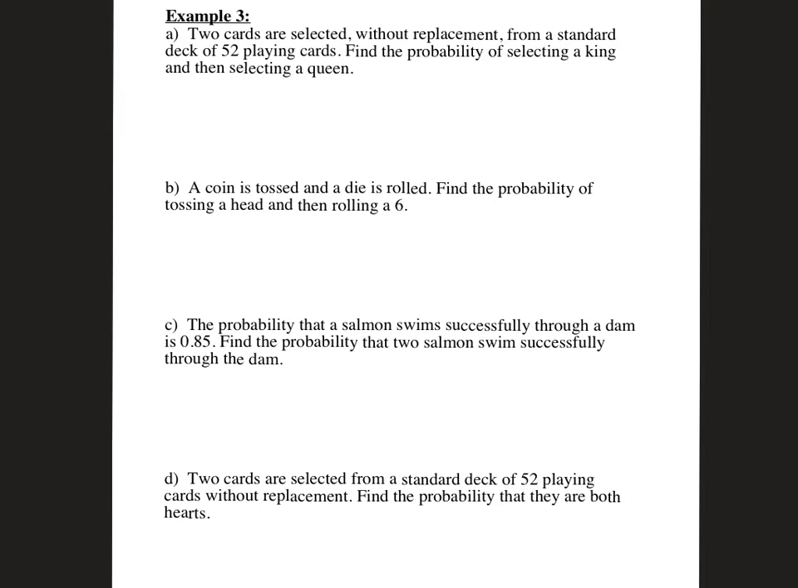All right, what do we got? Two cards are selected without replacement, which means I do not put them back, from a standard deck of 52 cards. Find the probability of selecting a king and then selecting a queen. So probability of king and queen, right? Oop, I just did a theta. Sorry, that's a Q. All right, so what we have is 4 kings out of 52 cards, right?